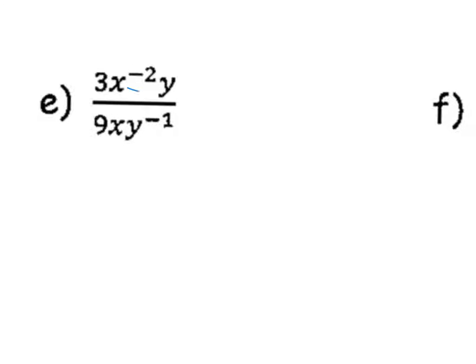To the bottom. 3 stays on top, Y stays on top. Go to the denominator. Is anything going to move up? 9x y to the negative 1. Well, which thing moves up? Just the Y. Up.